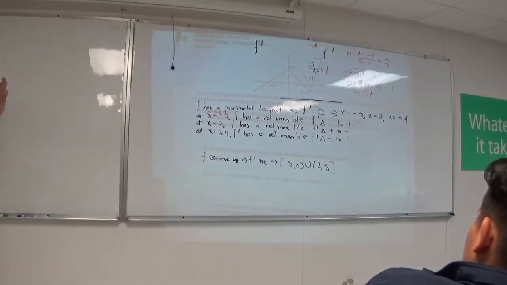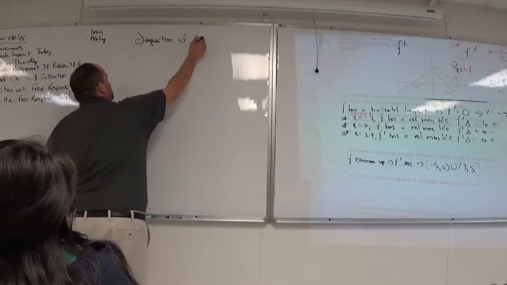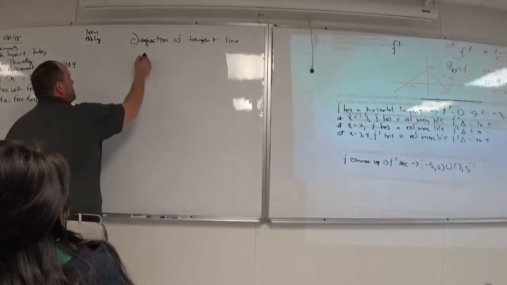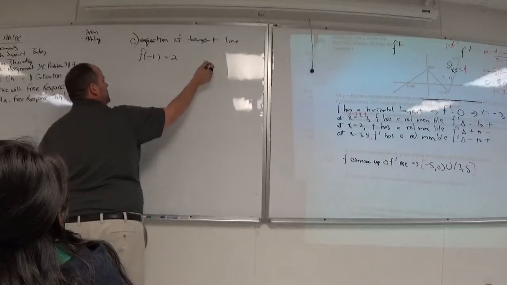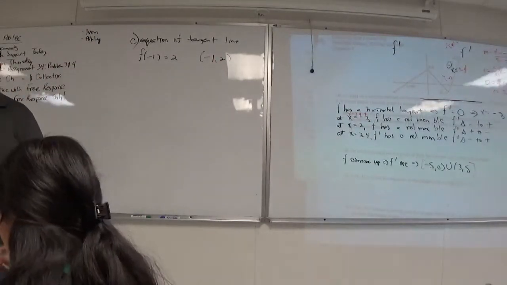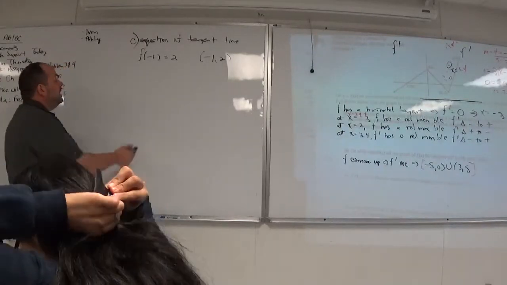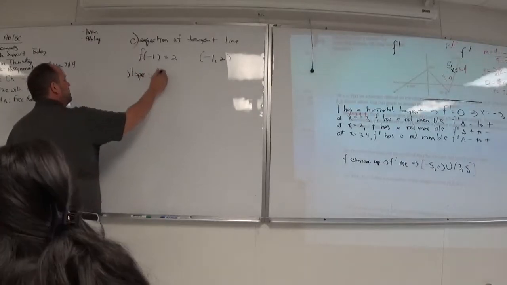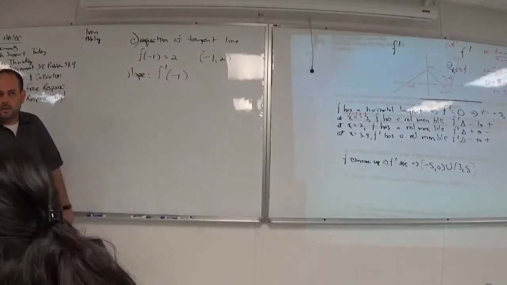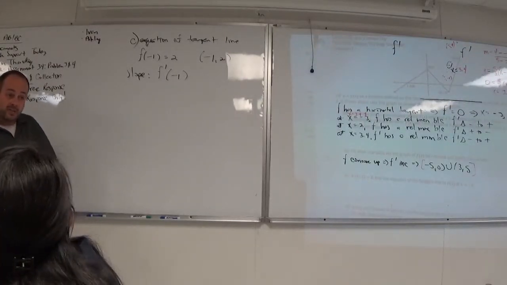Okay, part C, everyone seems to be running into the same problem. You want the equation of the tangent line. And everybody's focused on the fact that f of -1 is equal to 2, so that's your point on the tangent line. You've got the point. What are you missing? Slope. You need the slope. The slope is f prime of negative 1. That's what the derivative means. The derivative is always the slope of the tangent line.